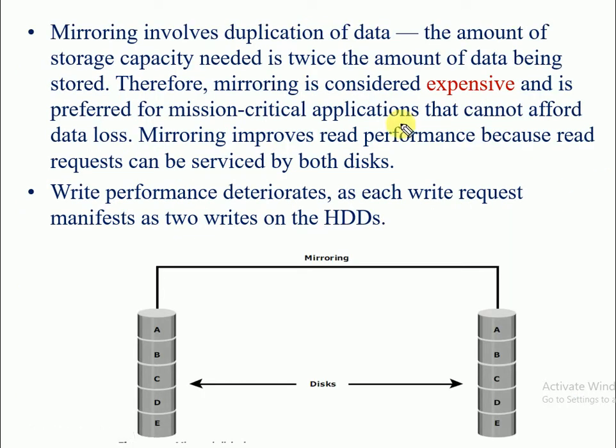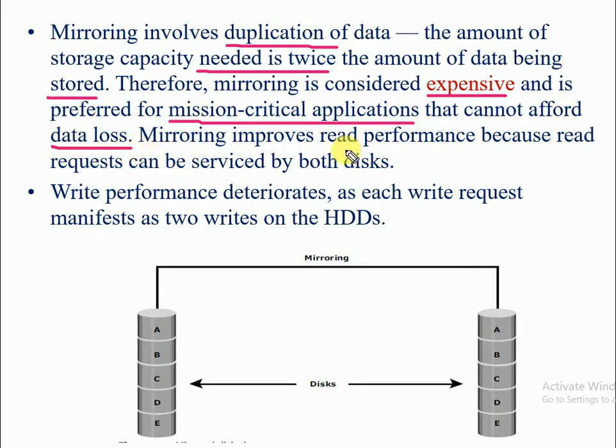Now mirroring involves duplication of data. Of course that will be happening. That is, the amount of storage capacity needed is twice. That will be the drawback of using mirroring, and the amount of data being stored is more. So mirroring is considered expensive, and is preferred for mission critical applications. So this type of RAID level that depends on mirroring is applicable only for some critical situations, where the data cannot be lost at any moment.